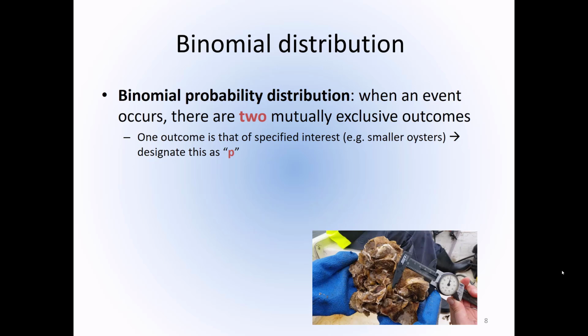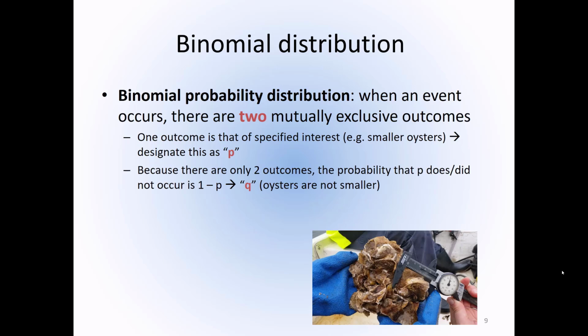Now for a binomial distribution, because there are two mutually exclusive outcomes, the probability that P, which is the outcome of interest, did not occur is going to be 1 minus P, as we learned with the subtractive rule in the probability lecture. And we'll designate this as Q. Something important is that oysters not being smaller doesn't indicate that oysters are larger. It just simply indicates that the oysters were not smaller from the first time period of interest to the second time period. They may have just remained the same size.